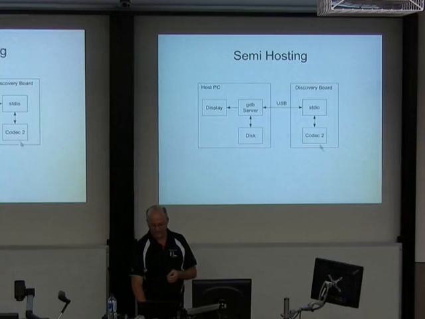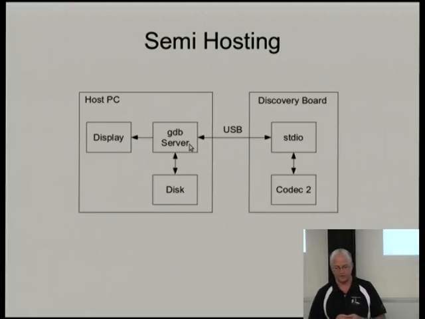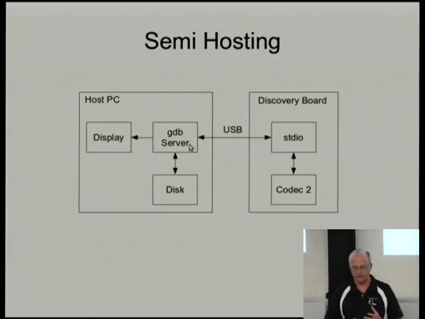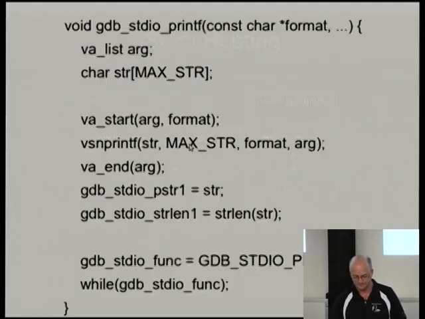So what will happen is Codec 2 will do a file I.O. or printf or something like that. There's a little test program calling the Codec 2 library, which will drive the standard I.O. library, which will be monitored by the GDB server and some little firmware on the discovery board that allows you to access memory locations. And then the modified GDB server will then send things to the display or disk or do disk I.O. So as well as writing the code for the discovery, I also modified the GDB server code a little bit to support this.